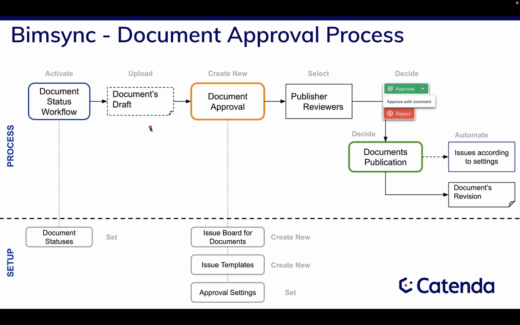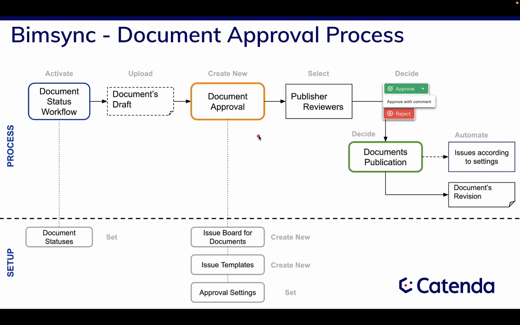Once you've done that, you will have to upload what's called a document draft. The intention, once you have statuses, is that your documents will exist in two stages: a draft stage and a published stage. Each document will be uploaded as a draft, and these drafts can be included into a document approval.